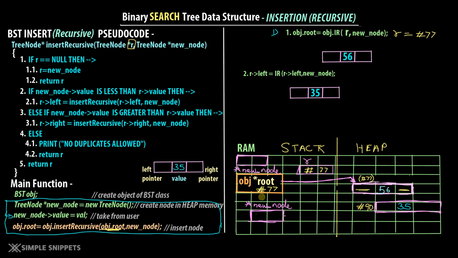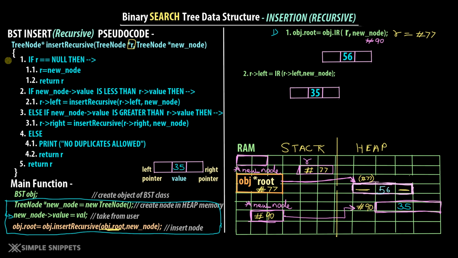Okay. Now we have created this new node pointer again. So new node will be there in the stack. It is a pointer which has hash 90, so it is pointing to the actual node created in the heap memory. So this is that node, and it is pointed to by this star new node pointer. Okay. So now new node will be passed the address which is hash 90 this time.